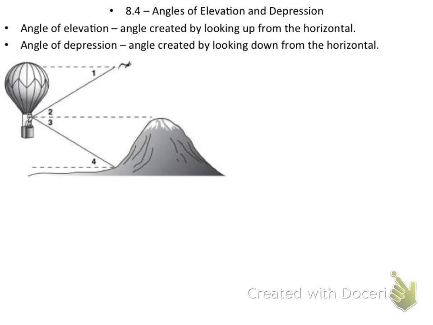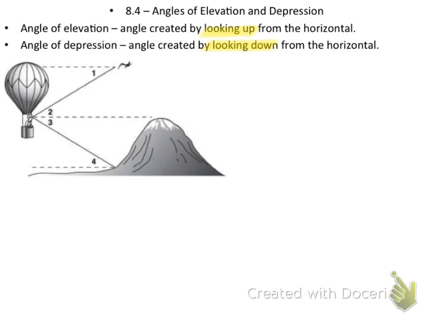Again, when I'm talking about elevation, I'm talking about an angle created by looking up from the horizontal. So I'm going to imagine that I'm at the horizontal, and if I'm looking up to make the angle, that means I have an angle of elevation. Angle of depression is an angle created by looking down from the horizontal.